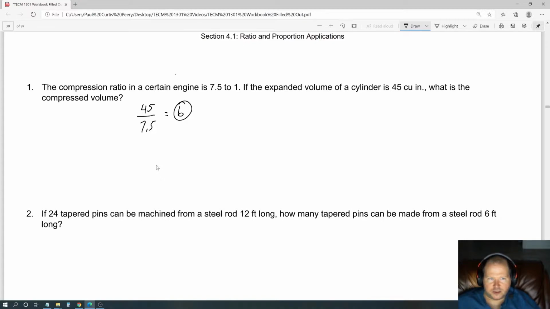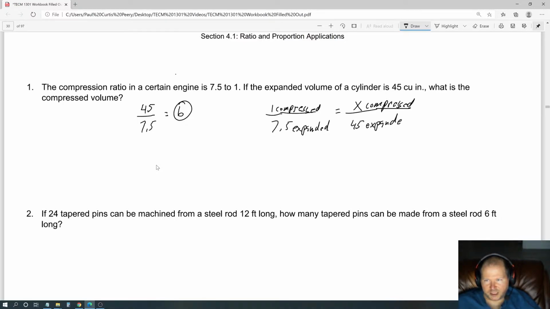So there's another way that you could do it. You could do it with proportions, which would be something like 1 compressed compared to 7.5 expanded. And then we could set it up to x, the unknown compressed, compared to the 45 expanded. And then you would just cross multiply and divide.